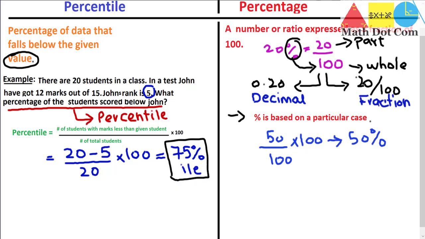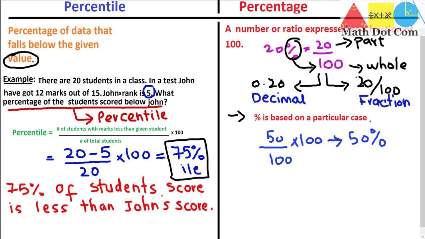So what does this 75 percentile mean? Let's write the result here. It will tell you what is the purpose of finding the percentile. So 75 percentile means 75% of students' score is less than John's score. So this is the main purpose of using the percentile. Percentile is telling you the position of the student in comparison to the other students. So we are making the comparison in percentile.